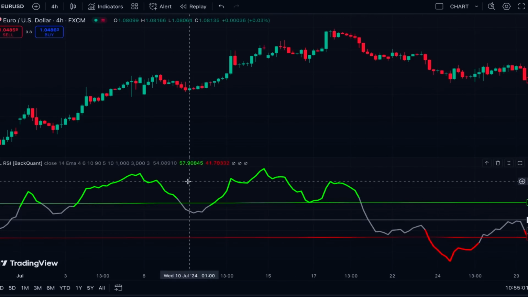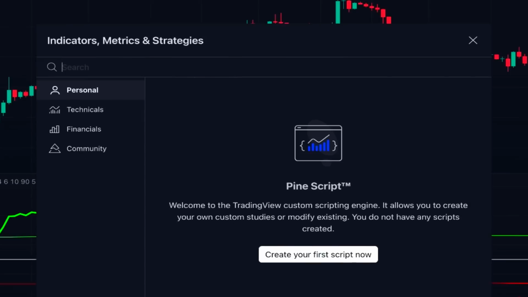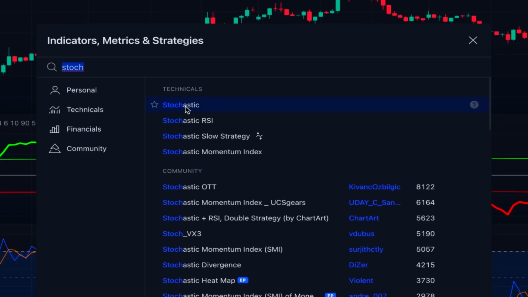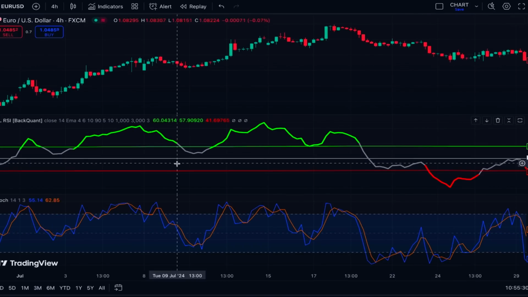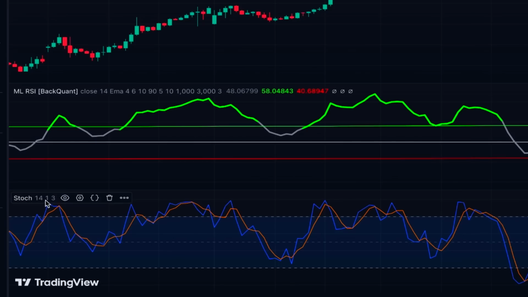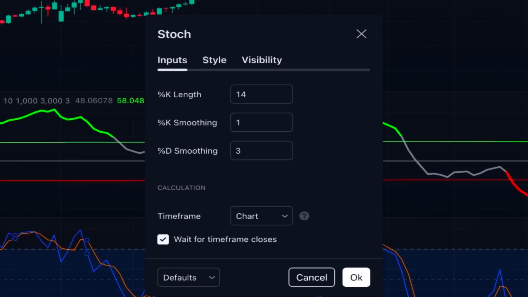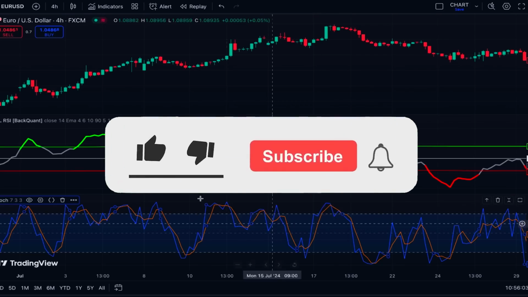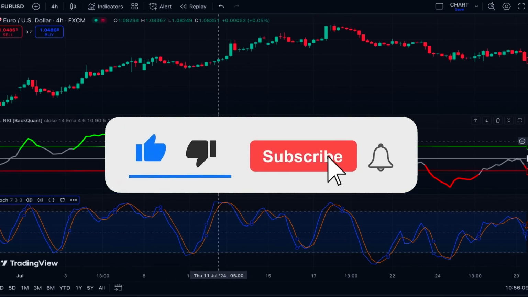To show you an example, I add another indicator, which is a stochastic oscillator, this one, which is a built-in indicator on the TradingView platform. With the help of this indicator, we can enter in the pullbacks within a trend. We just need to change the settings. So here we go to the settings of the stochastic, and here for K% length we set it at 7, and for K% smoothing we set it at 3. Alright, everything is already set on the chart, and let's see how we trade based on this setup.